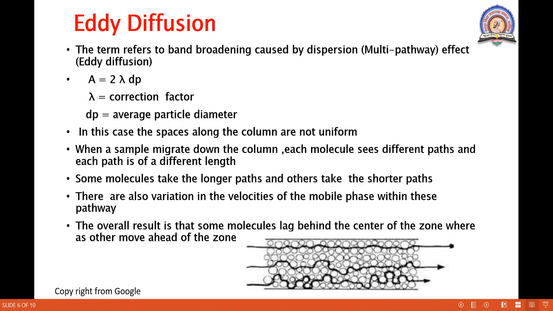The overall result is that some molecules lag behind the center of the zone, whereas the others move ahead of the zone. Right? The velocity of the mobile phase within this pathway is different. That's why the overall result is that some molecules lag behind the center of the zone, whereas the others move ahead of the zone. This means some spend more time, while other components move ahead. Okay. So this is about the eddy diffusion.